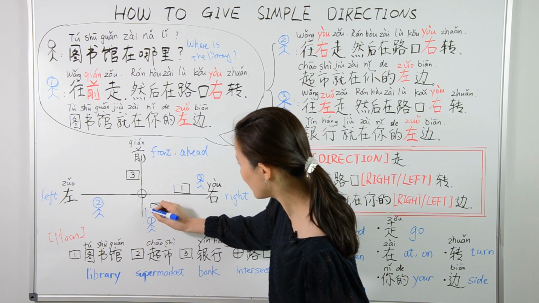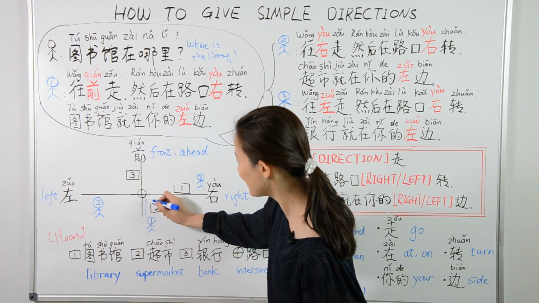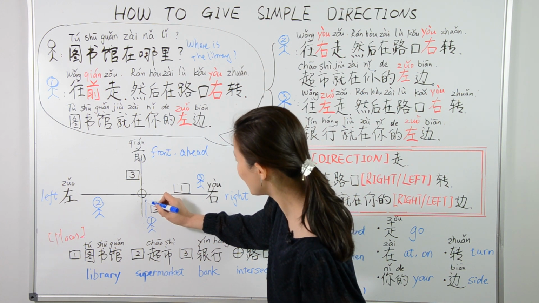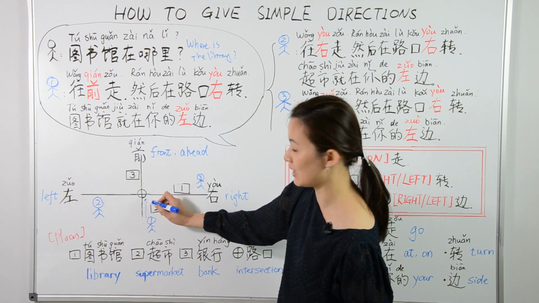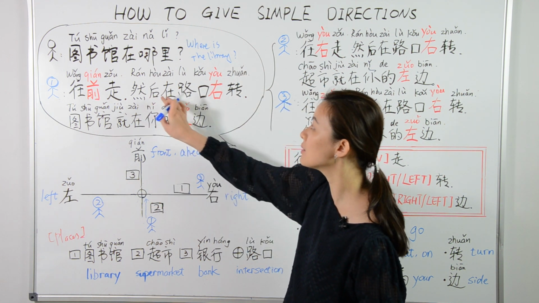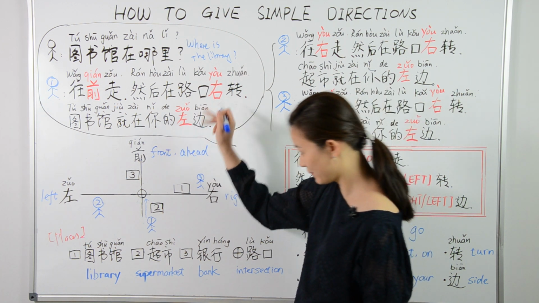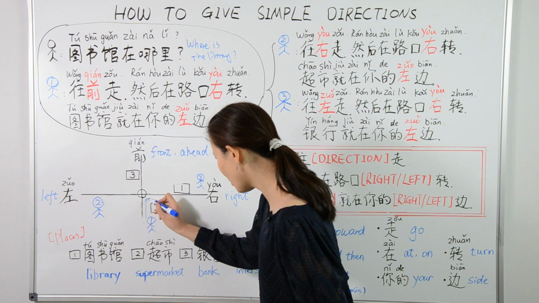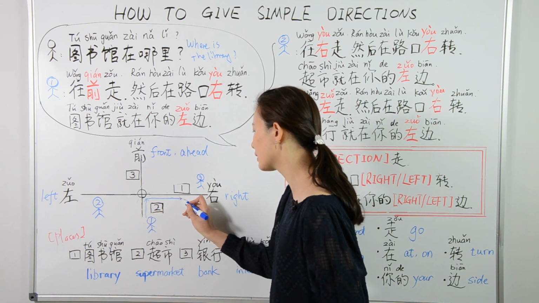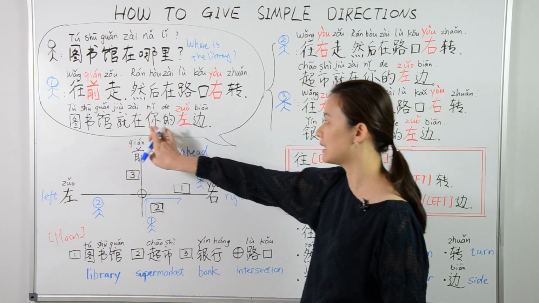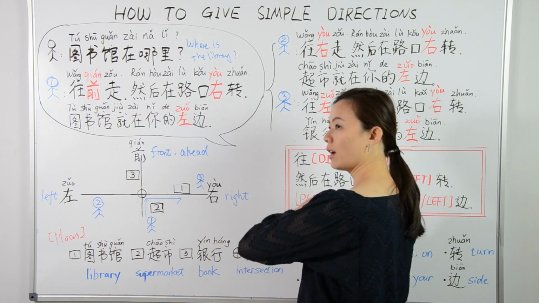By the way, in China, we walk or drive on the right side of the road. So we're following the traffic rule and we're going forward. 往前走. Then we get to the intersection, 路口. 然后在路口右转, so you need to turn right. And the third step is 图书馆就在你的左边. At that time, the library will be on your left side.